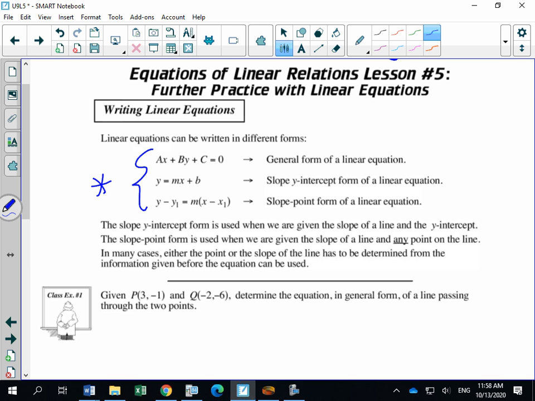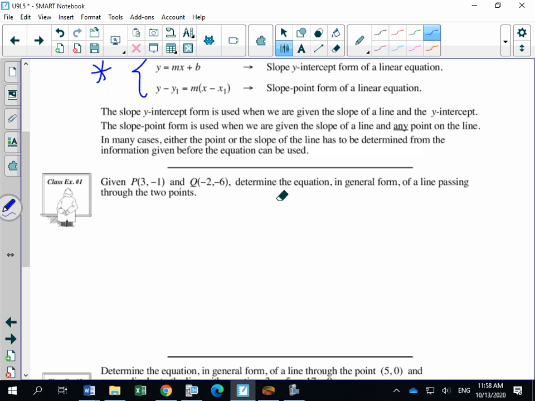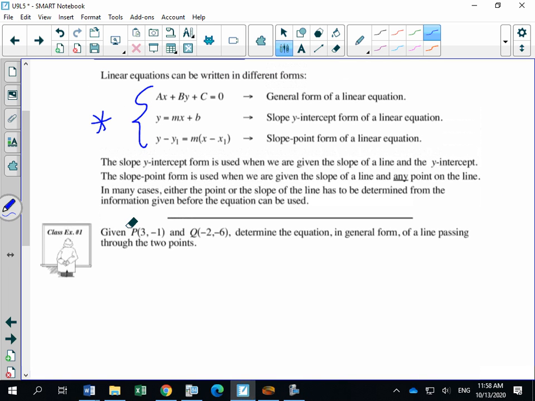On your unit exam, I will be giving everybody a formula sheet that has these three. The majority of you will have it memorized. Okay, class example number 1. Given 2 points, determine the equation in general form of a line passing through the 2 points. So it doesn't tell you which equation to use, you just have to sort of figure it out.